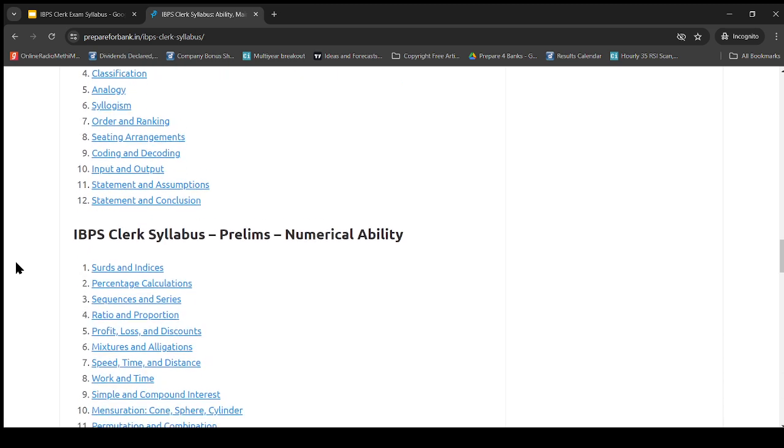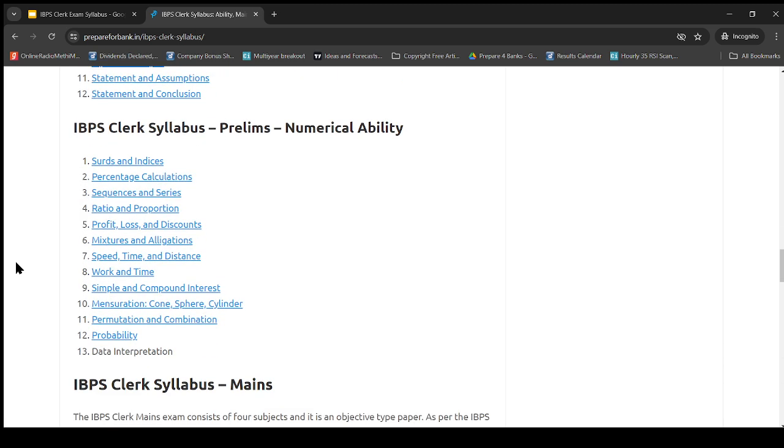After reasoning ability, we will be checking the numerical ability, and in numerical ability we have surds and indices, percentage calculation, sequence and series, ratio and proportion and so on, till probability.